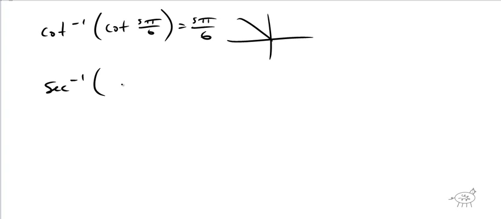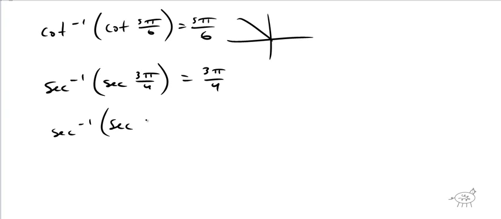Inverse secant of the secant of 3 pi over 4. Secant goes with cosine. Is that in range? Sure is. I know you're getting a little bored. Okay, but that's okay. Okay, so inverse secant of the secant of negative pi over 4. Is that in range? Nope. It's not in range. So please do not tell me it's negative pi over 4. You got to do a little bit of work.